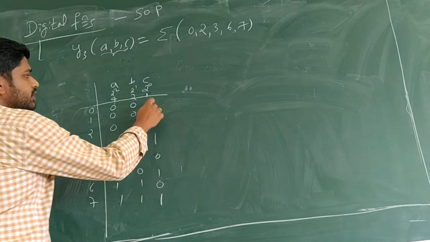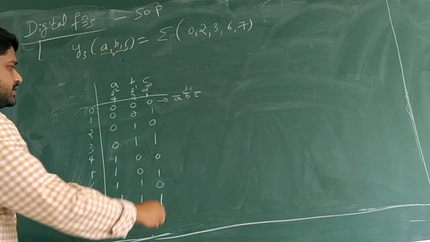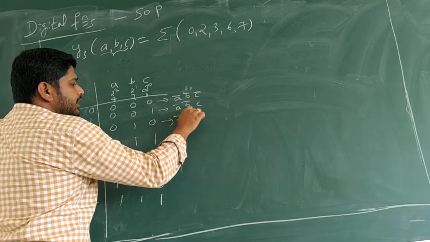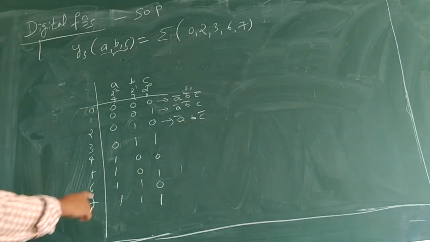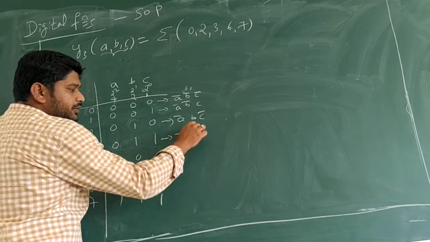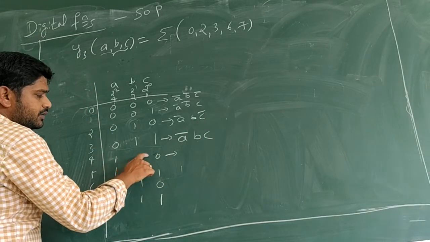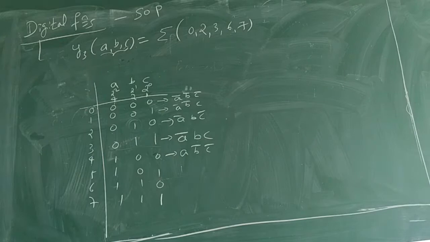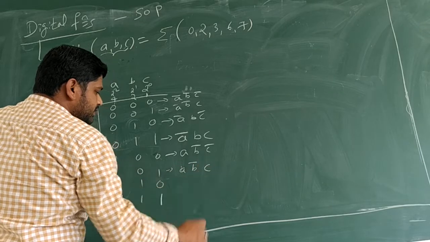Okay, so can we write now in terms of ABC? What is this first row? A complement, B complement, C complement. Second row, A complement, B complement, C. Third row, A complement, B is 1, C is 0, hence C complement. Next row, A is 0, B is 1, C is 1. A is 0 means A complement, B is 1, C also 1. Next, what is the next row? 100, A is 1, hence only A. B and C are 0, hence they get complements. Okay, so next row, A, B complement, C.